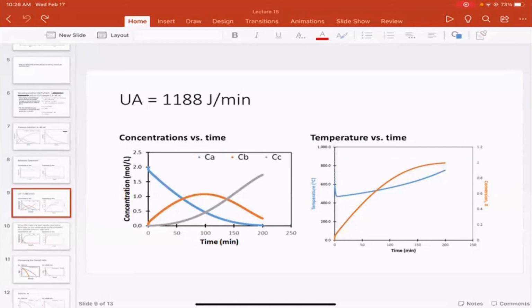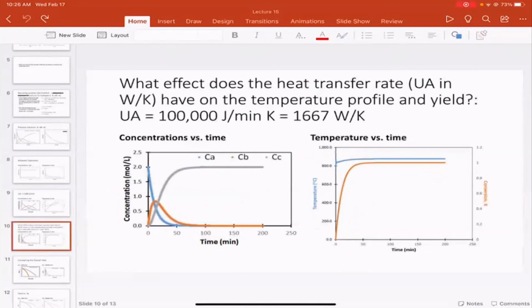So that was here. Now, one of the things I thought of when I was doing this was, well, what might we want to do in this case? Well, we might want the reaction to happen a little bit faster. So what if I made the heat transfer coefficient much higher? So I got a little ridiculous here. I went from 1,000 to 100,000.